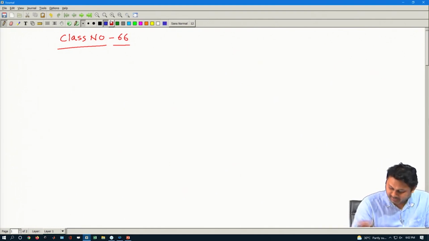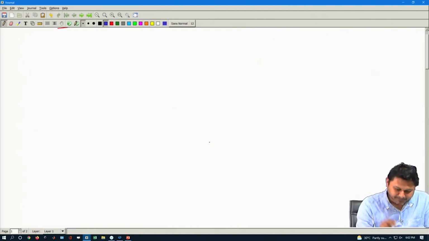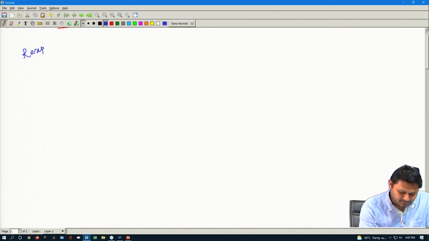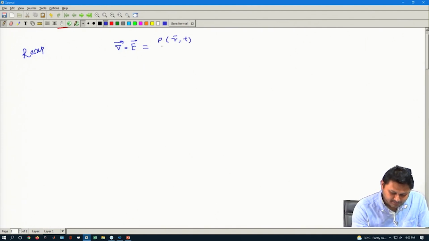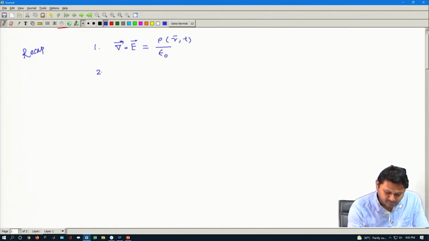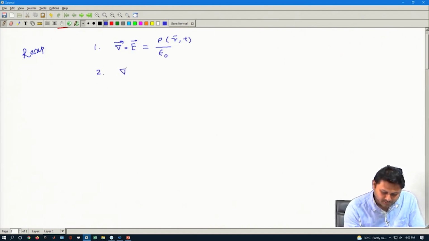Let me make a small recap here. We wrote the 4 Maxwell's equations in this way. Divergence of E is equal to rho, which is a function of r and t, divided by epsilon 0. This is equation 1. Equation 2 is divergence of B equal to 0.